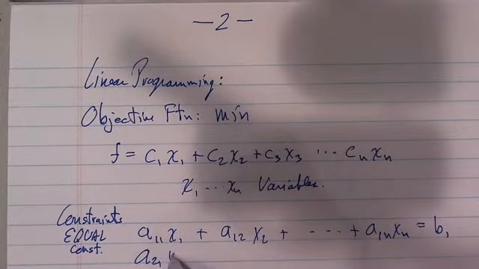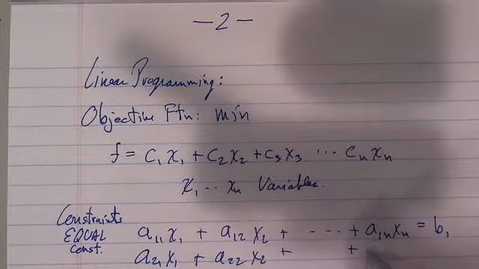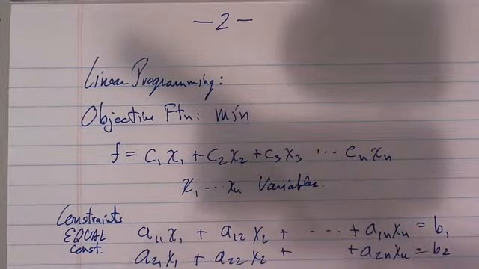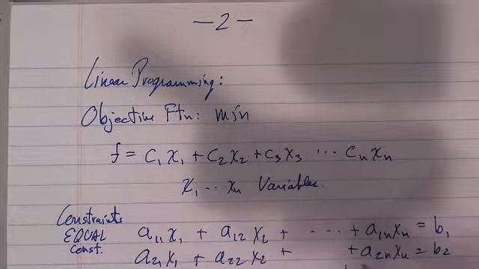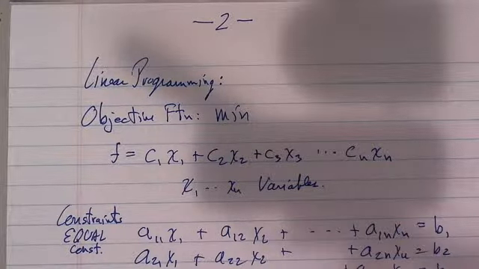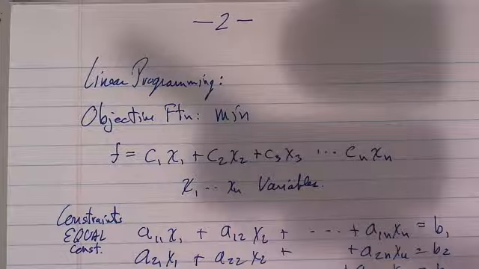So A21x1 plus A22x2 plus A2nxn equals B2. A31x1 plus A32x2 plus. Well, if you think about it, once I've satisfied three constraints, now it's got n variables, that reduces the space of solutions.